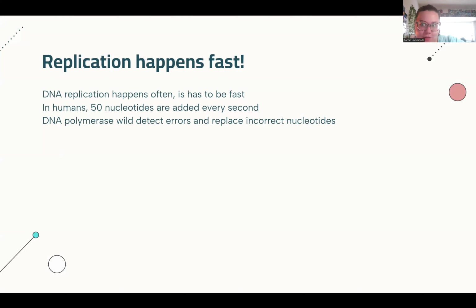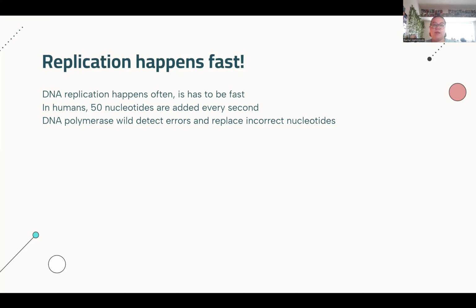So replication is really, really fast. I know that I am talking fast, but replication is faster than this. Because replication happens so frequently, it has to be really fast. In humans, 50 nucleotides are added every second. So in the time of this video, I'll do the math in the caption of the video, there are probably going to be over 1,000 nucleotides made. Just think about that for a second. In the time it's taken you to watch this video and to take these notes, you've made over 1,000 nucleotides in your whole body.